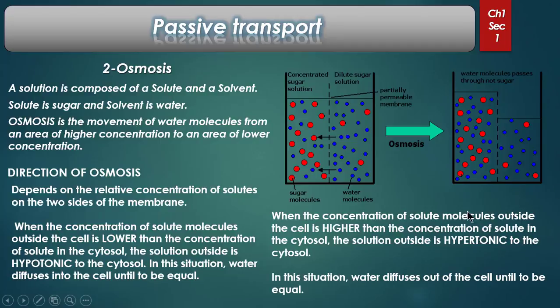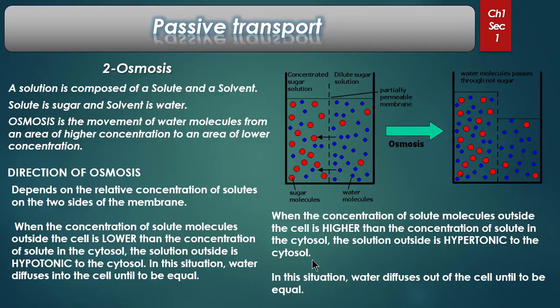Oppositely, for hypertonic, let's think that this is outside of the cell and this is inside of the cell. So inside of the cell, water moves out, okay? Because again, the chance is more for water to move out. Water diffuses out of the cell until it becomes equal, as you see in the hypertonic, and in the hypotonic it moves into the cell.